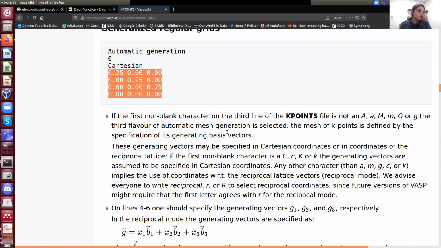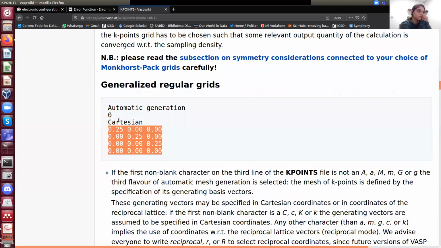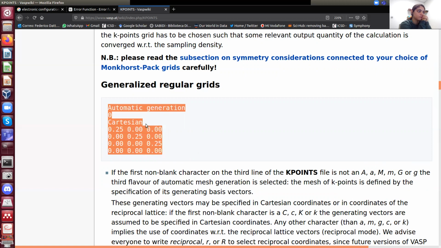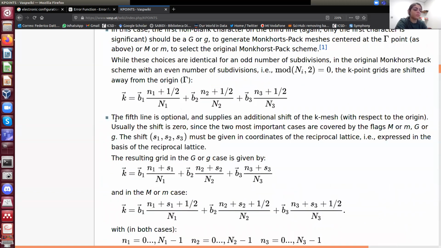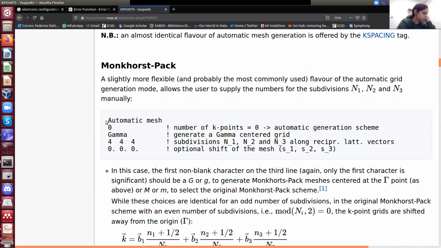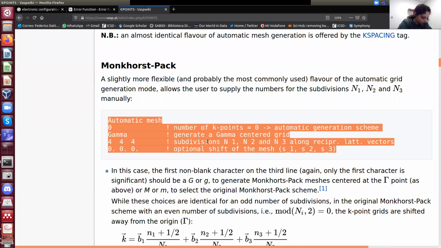If the first non-blank character on the third line, I don't know, but I'm not even sure that this is a proper key point, because I just think that these kinds of things generalize the previous case, but don't focus on that. Just focus on this, because this is the important one.